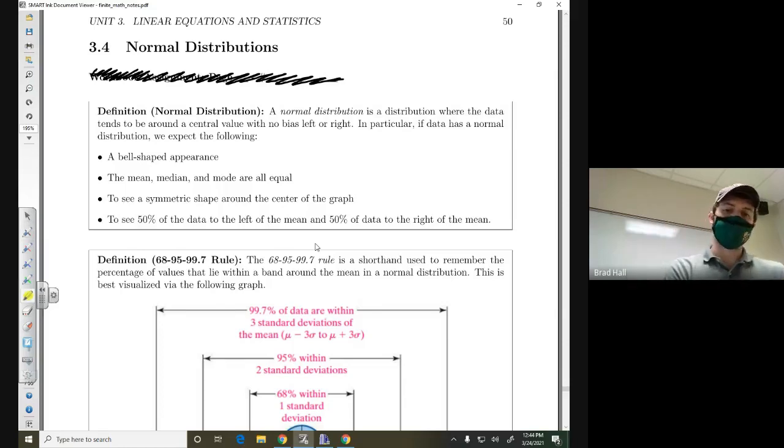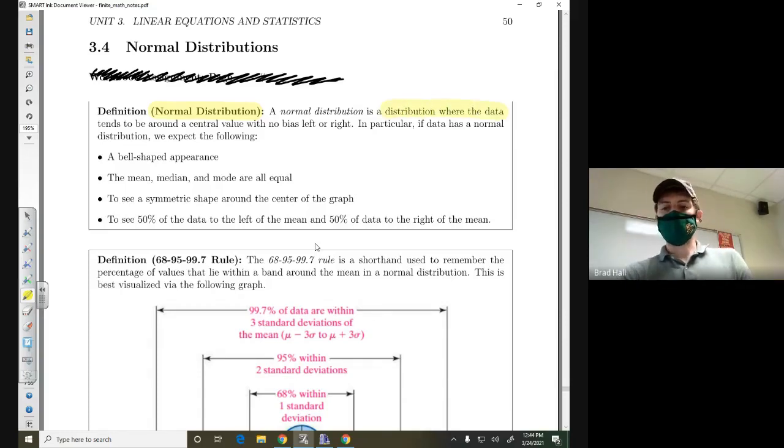So let's move straight into what a normal distribution is. Now, I kind of mentioned it above already. A normal distribution is a type of distribution where the data tends to be around a central value with no bias left or right.